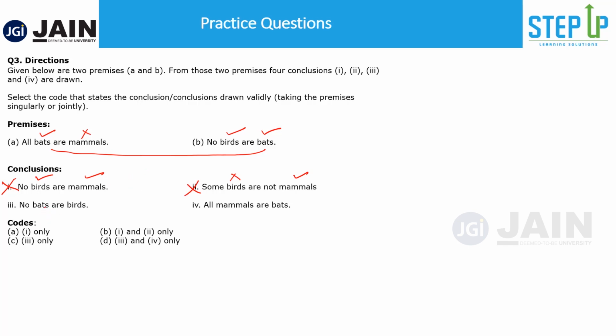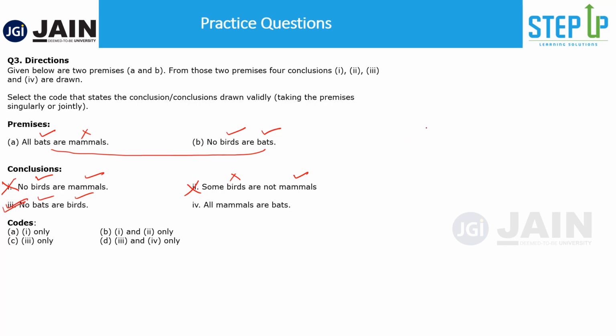Okay. Let's look at this statement. So what they have done? They have kept the universal of this. That means no birds are bats. They are saying no bats are birds. Is it possible? Actually, it is possible, right? Because this is a universal negative. And see, this is about tick tick. This is also tick tick, right? That means no problem, right? You can draw this conclusion.